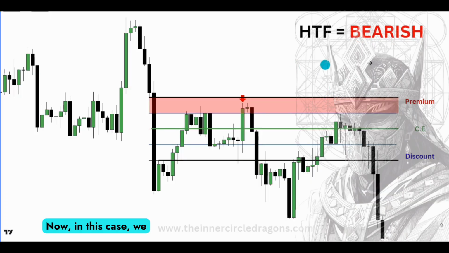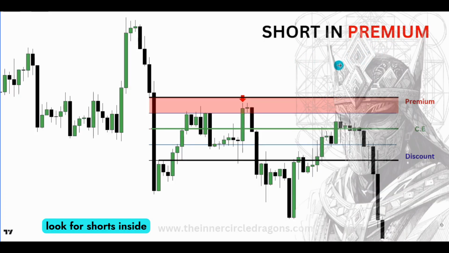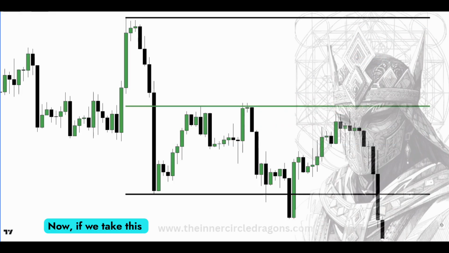Now, in this case, we have the higher time frame, which is bearish. So we ideally want to look for shorts inside of a premium. Now, if we take this dealing range high to this dealing range low.